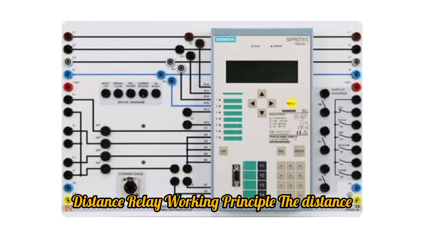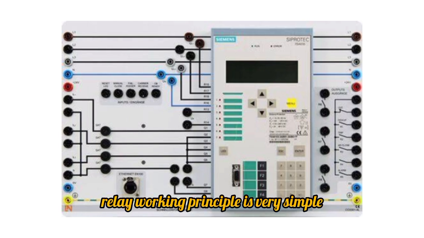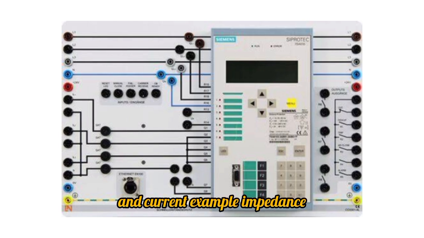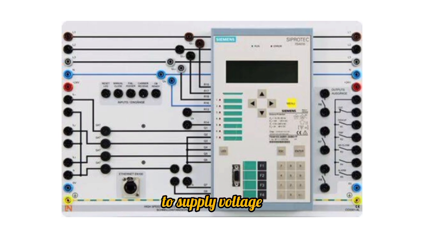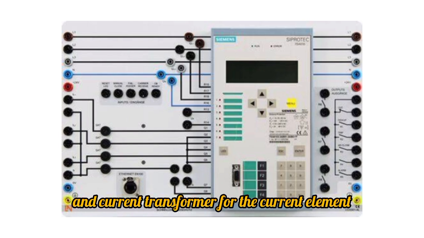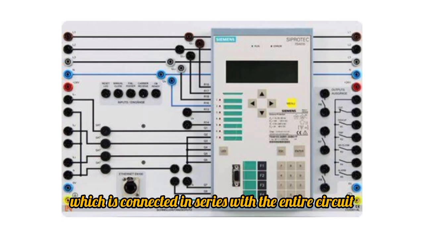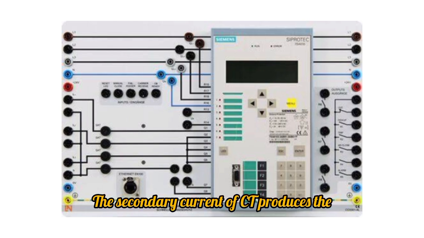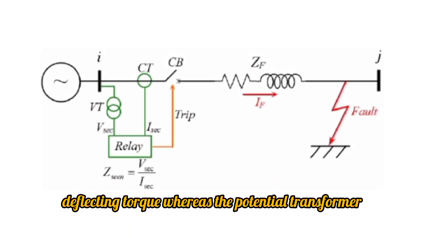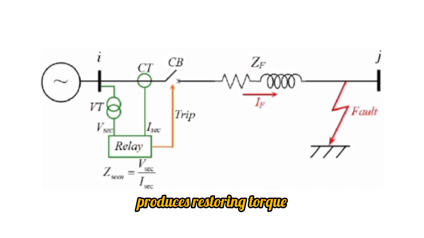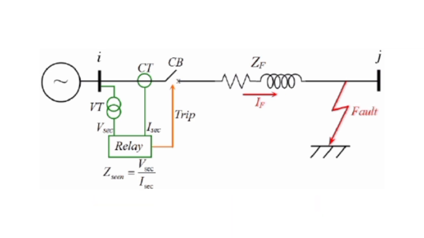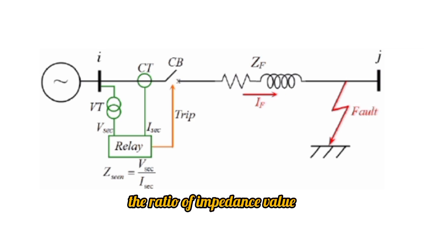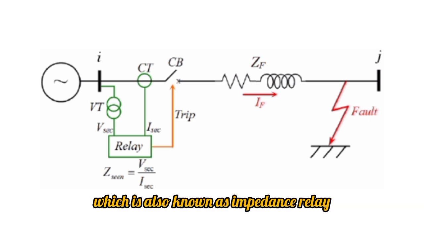Distance relay working principle. The distance relay working principle is very simple and it is based on the ratio of voltage and current, for example, impedance. This relay contains a potential transformer to supply voltage and a current transformer for the current element, which is connected in series with the entire circuit. The secondary current of the CT produces the deflecting torque whereas the potential transformer produces restoring torque. As we know that its operation depends on the ratio of voltage and current, for example, the ratio of impedance value, it is also known as impedance relay.